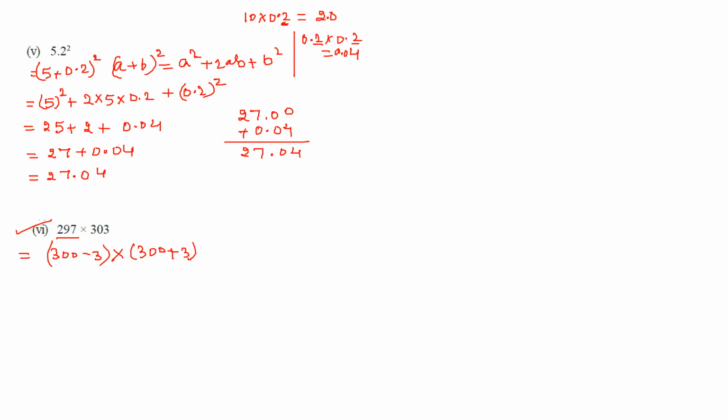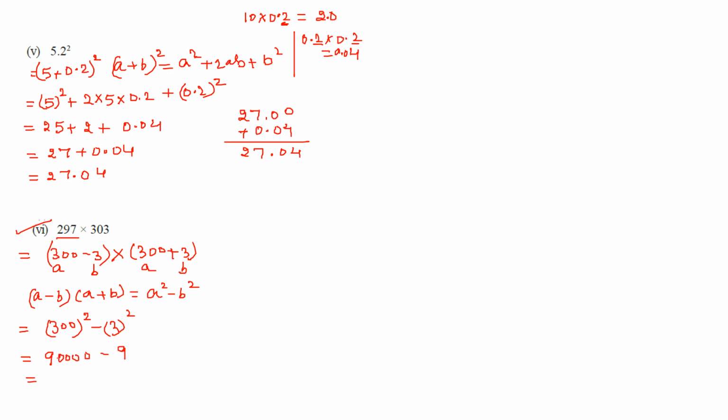So can you remember which identity this is? If I consider 300 as A and 3 as B, here it is A minus B, here it is A plus B, isn't it? A minus B, A plus B. And this will give me A square minus B square. So 300 minus 3 multiplied by 300 plus 3 can be written as 300 whole square minus 3 whole square. 300 square is 9 and then 2 zeros, it will become 4 zeros in the square, minus 3 square is 9.